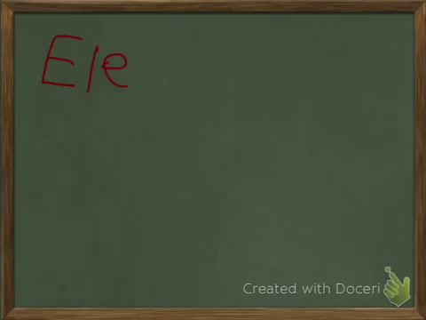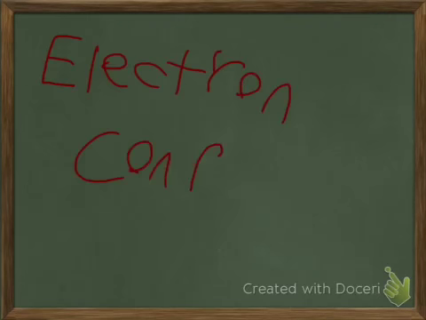So that was how you were supposed to do electron configuration with the long way and the shortcut.